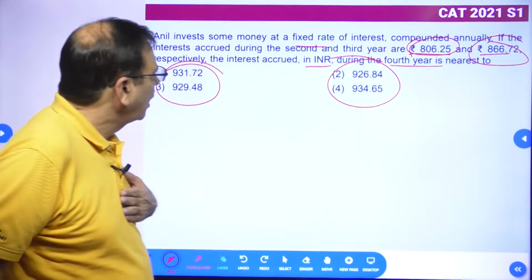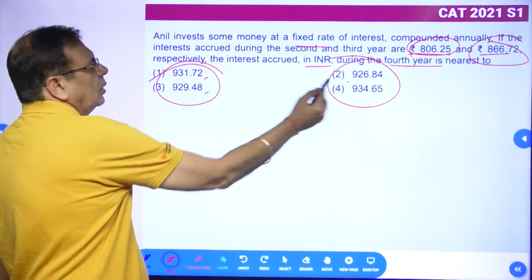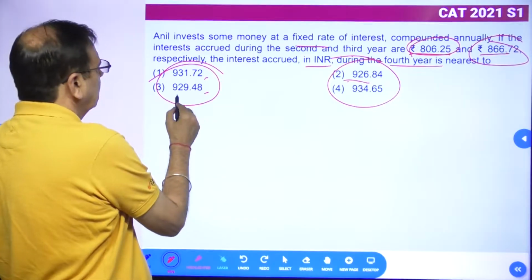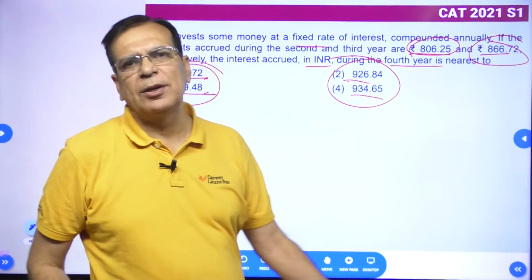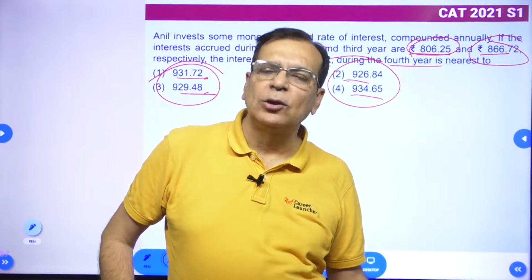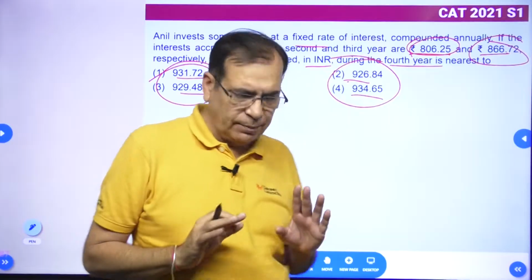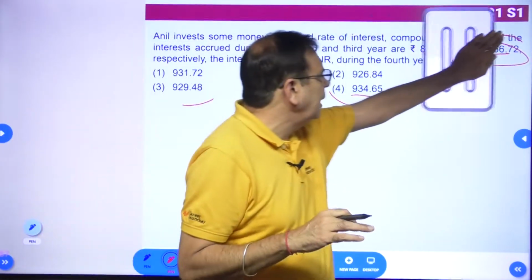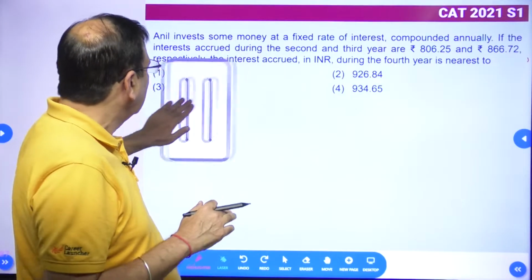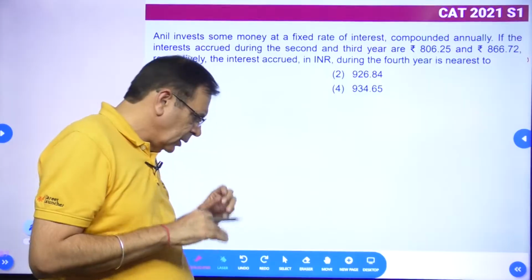Secondly, the choices out here are fairly close: 926.84, 929, 931, 934. Approximation opportunities are unlikely to be there, or approximation is going to be a bit difficult to work with. We can still do that, but these are two things you should be able to look at this question and be clear about. If I have to approximate, I should be a little careful.